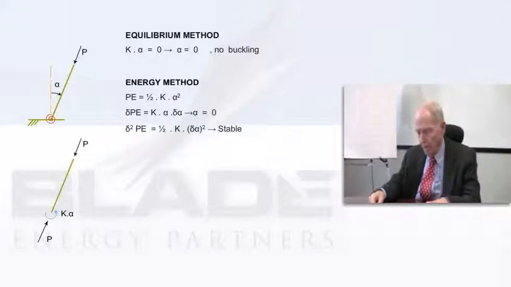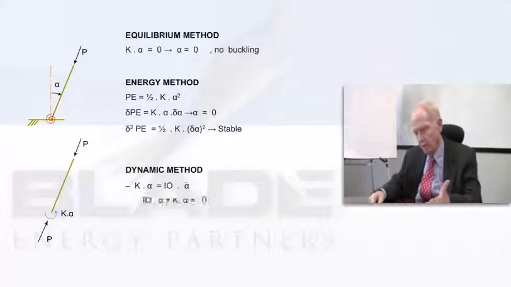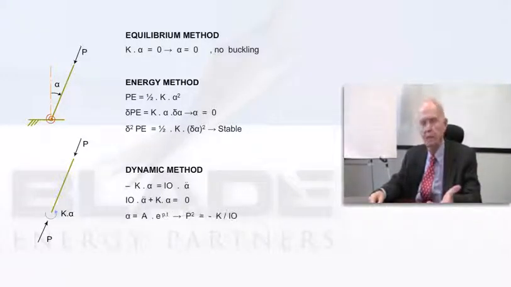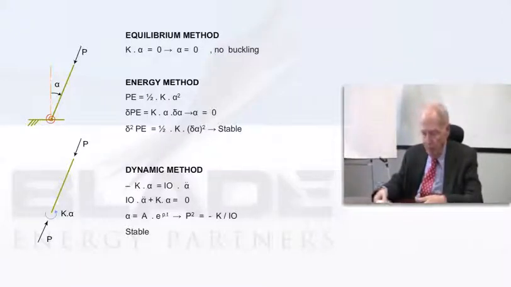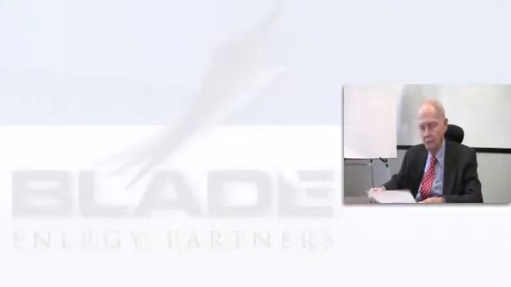Using the dynamic method, same as before, all I'm doing really is losing the contribution from P in this problem. And I come out with the differential equation, and this time I said alpha is something times e to the pt. P squared turns out to be negative. I get imaginary numbers, plus or minus an imaginary number, and I get sine waves. So that's the 1 degree of freedom.